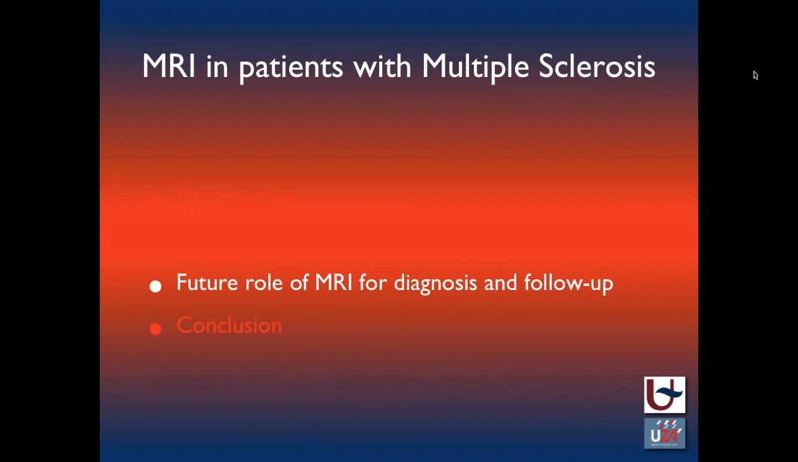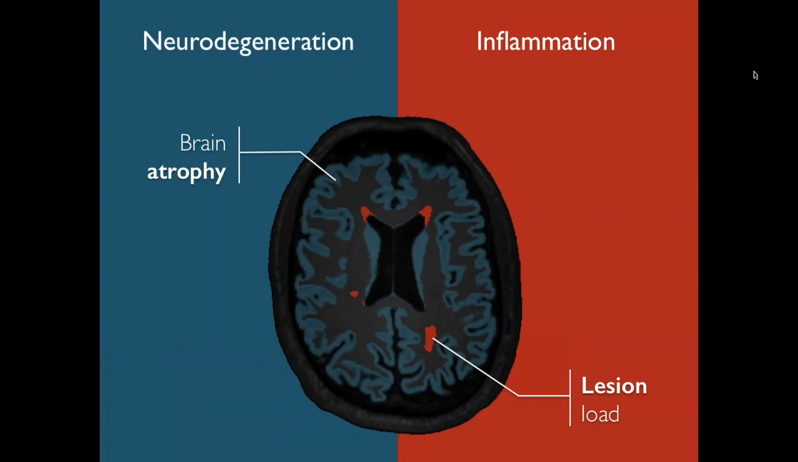Which brings me to the future role of MR for diagnosis and follow-up in patients with multiple sclerosis. Most of you are familiar with the fact that MS is now considered either a neurodegenerative or an inflammatory disease. When we talk about inflammation, we talk about the lesion load, and we look at plaques, which are indicated on this graph in red. When we look at the neurodegenerative aspect, we look basically at brain atrophy, and you can see that the gray matter, the cortical gray matter, is outlined in blue on this image. These two elements will be important in follow-up.